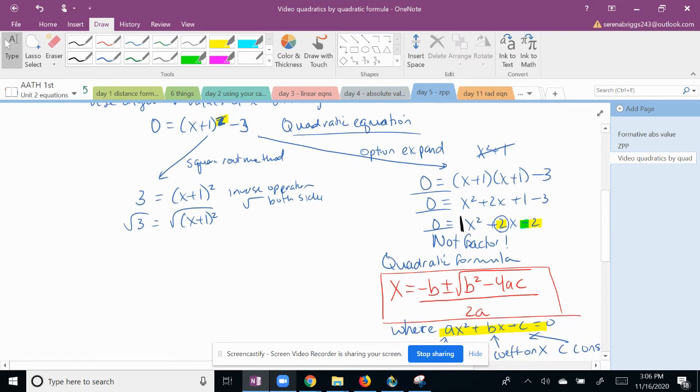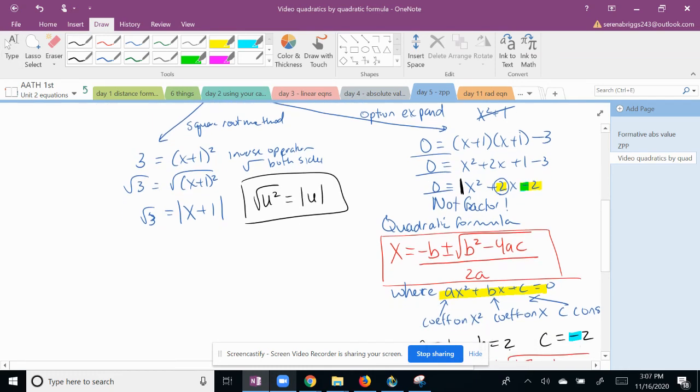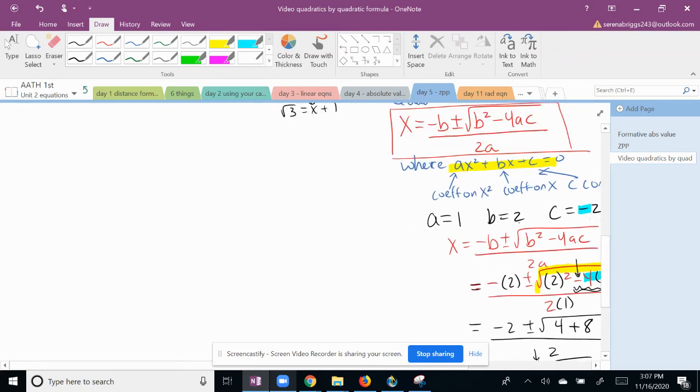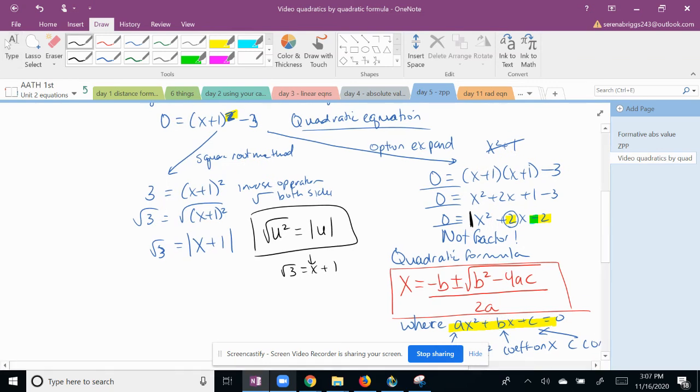Now, one would think that the square root of x plus 1 squared would be x plus 1, but it's not. It's the absolute value of x plus 1. The square root of u squared is the absolute value of u. That has to be the case, kids, because if I just put x plus 1, I would only get one solution for x, and I already know there's 2. So this should be the absolute value of x plus 1.